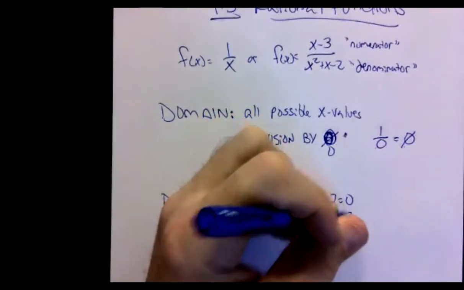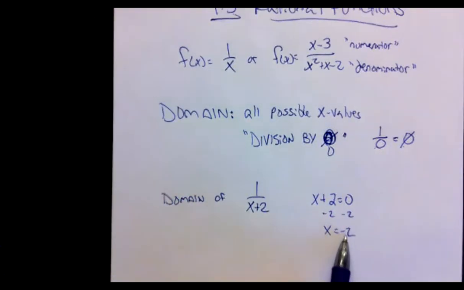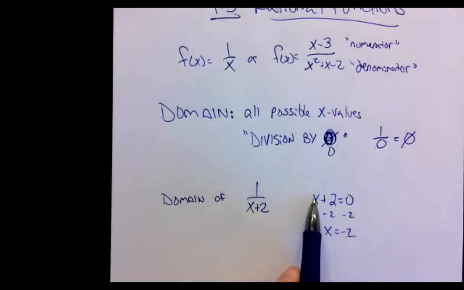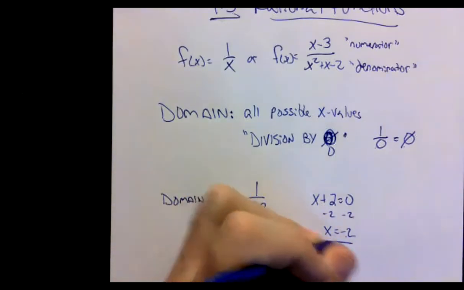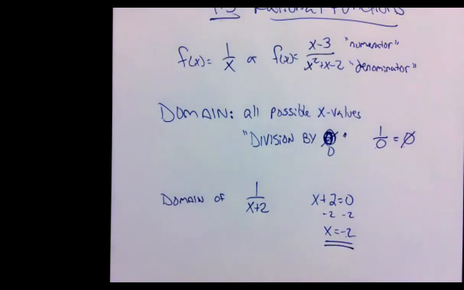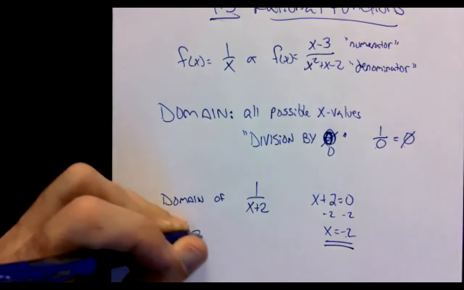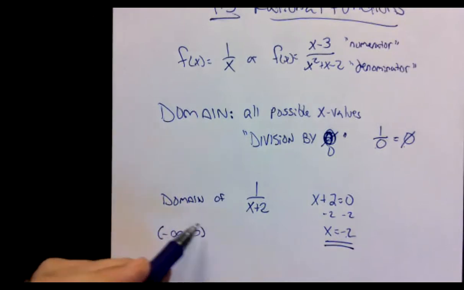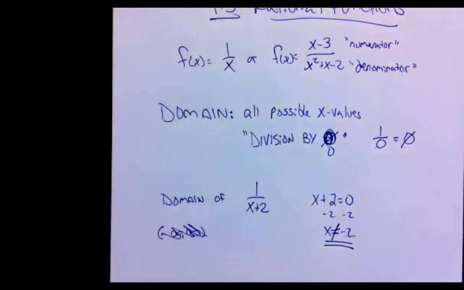If we subtract 2 from both sides, -2 causes this expression to equal 0. So -2 needs to be eliminated from our domain. So again, remember, domain is typically all real numbers. But now in this case, we've got to make sure that x does not equal -2.